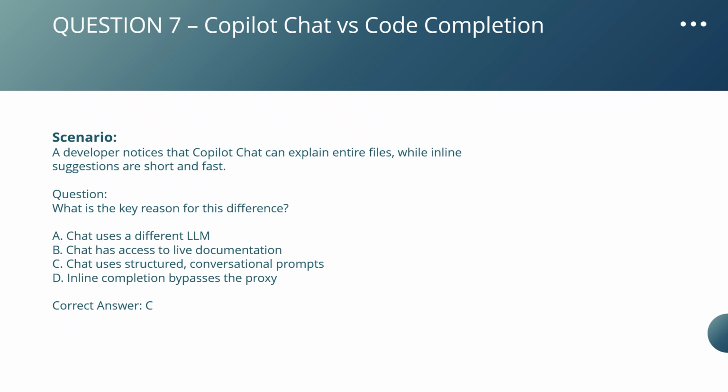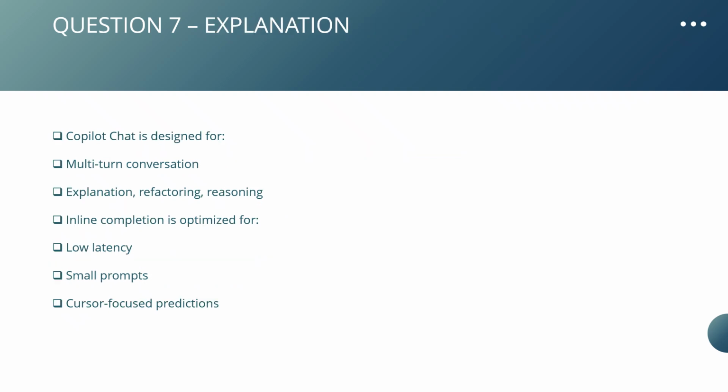A. Chat uses a different LLM. B. Chat has access to live documentation. C. Chat uses structured, conversational prompts. D. Inline completion bypasses the proxy. Correct answer, C. Explanation. Copilot Chat is designed for multi-turn conversation, explanation, refactoring, reasoning. Inline completion is optimized for low latency, small prompts, cursor-focused predictions.